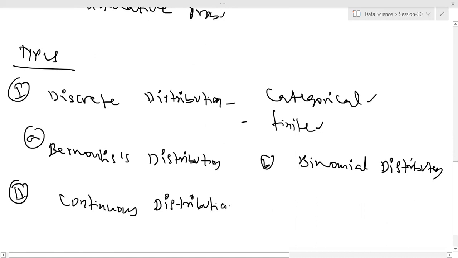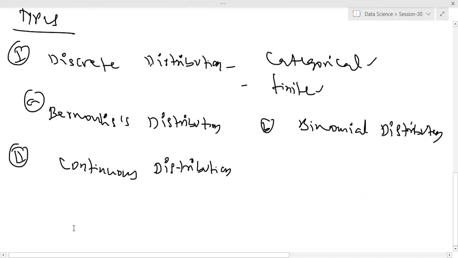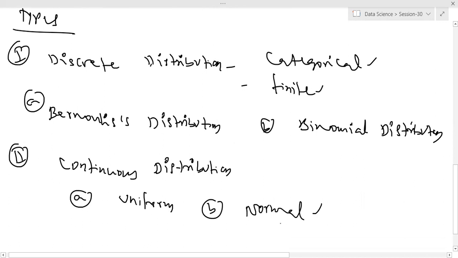Continuous distribution. Okay, so within this continuous distribution, again, we are having two aspects. The very first one is the uniform distribution, and the second aspect is the normal distribution. Okay, don't get confused, friends. Discrete is a kind of data which we are going to work with, maybe categorical or finite.